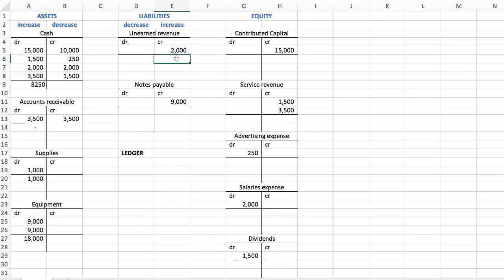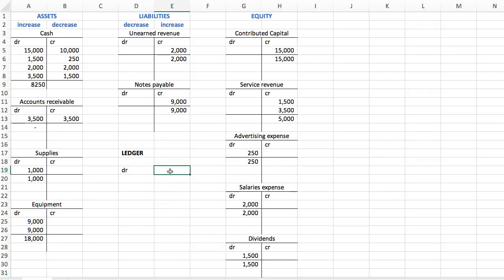All liabilities will have the balance on the credit side. Liabilities increase on the credit side, so ending balance is going to be on the credit side. This will show us that we owe $2,000 in services to our customer, and it shows that we owe $9,000 to our customer. Okay, so I've filled in the balances for equity now as well. The capital and the revenue have the balance on the credit side, and your expenses and dividends will have the balance on the debit side.